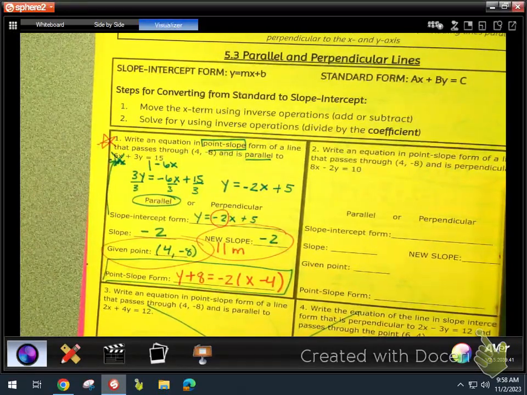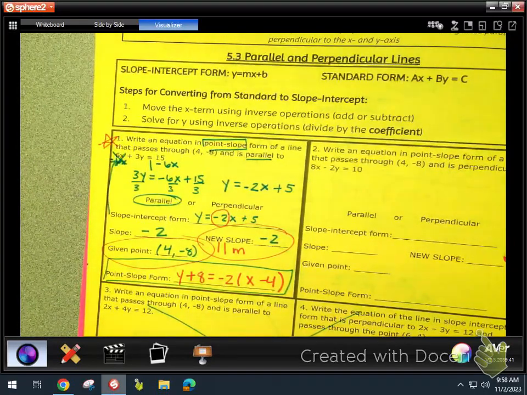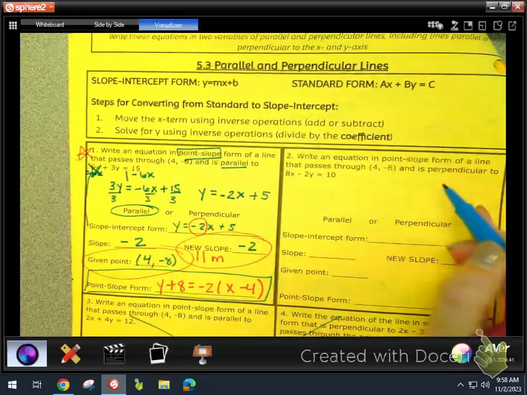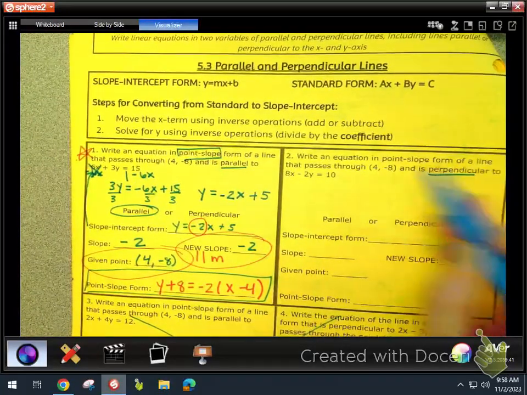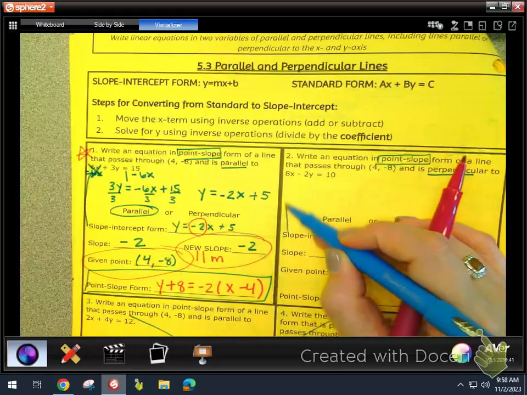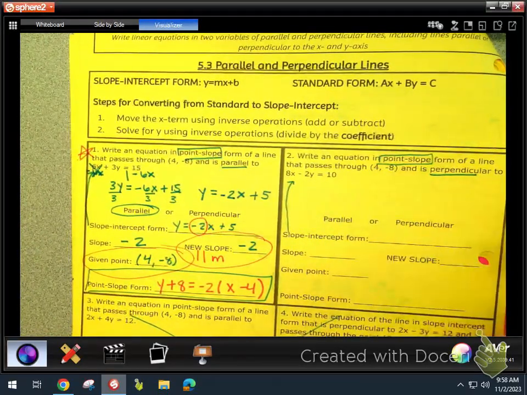All right, so this second problem that we're going to do is really similar, but what's different? It's perpendicular. We're going in point slope form. What did I give you? What line did I give you? What form is that line in?